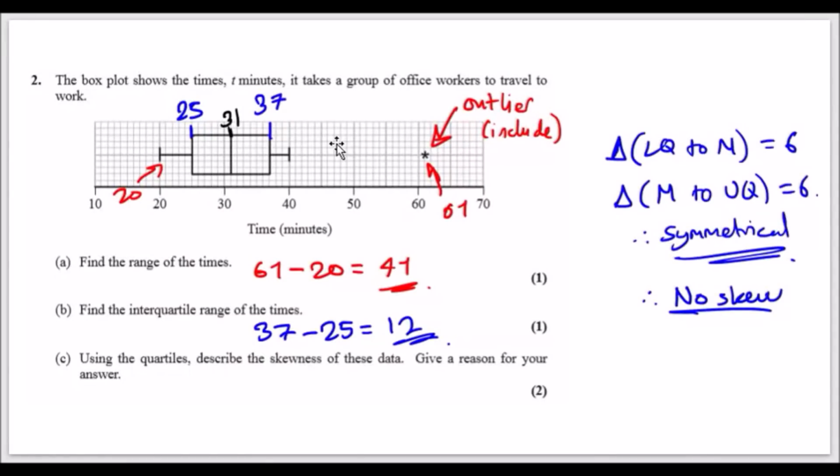So number 2, let's do this thing. The box plot shows the times t minutes it takes a group of office workers to travel to work. As usual, I just literally stuffed everything here, all my solutions, but we're going to walk through it.